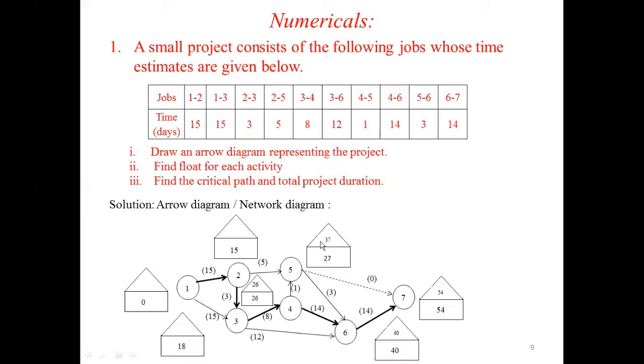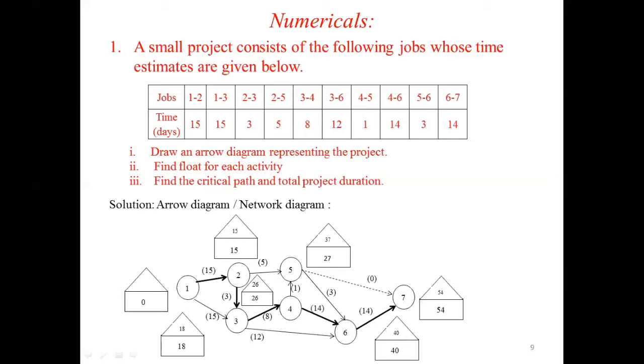Suppose if we consider from the fifth node, 37 minus 1, you get 36, but you have to write the minimum value in the backward direction. It is in a triangle. So I write 40 minus 14 will get 26. Then next, for node 3, you will get 18, that is 26 minus 8 will get 18.